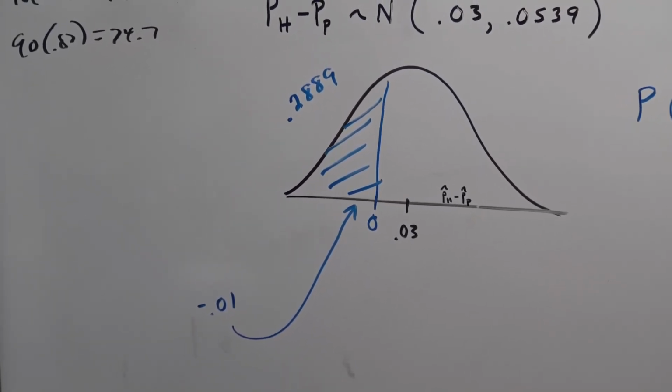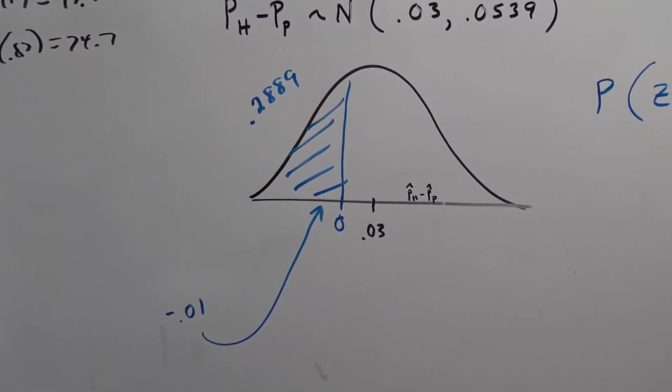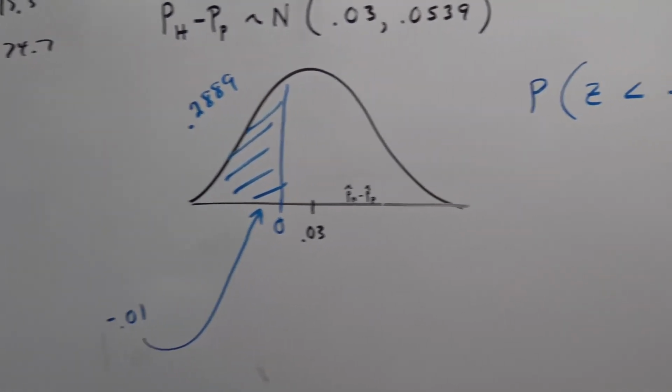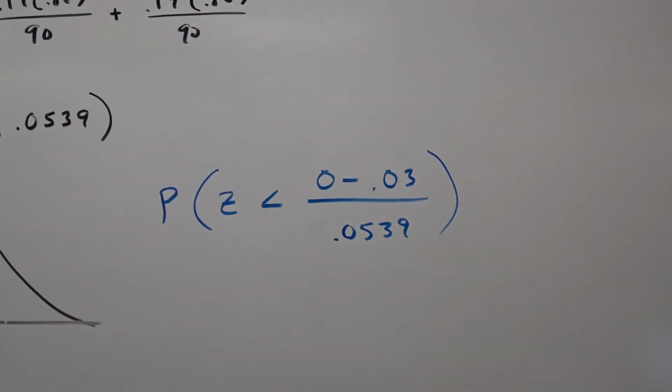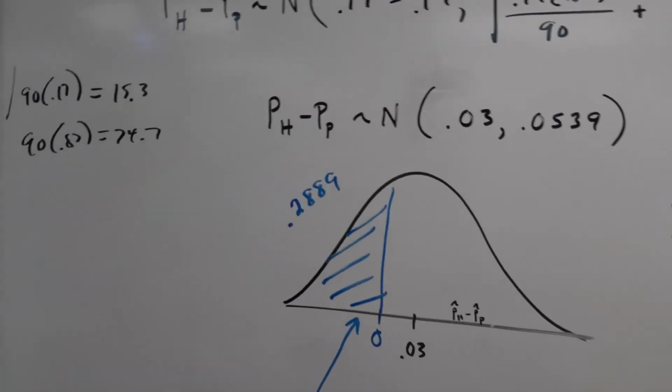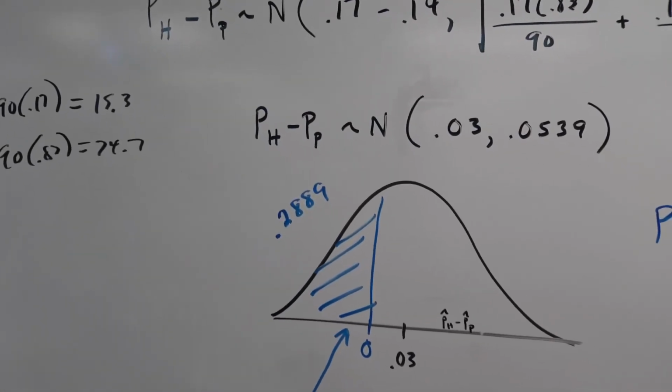What's that probability? So we just need the area under the curve, the probability of being less than zero. So we show this work right here, the z-score associated with 0, and use normal CDF, and you find that it is 0.2889.